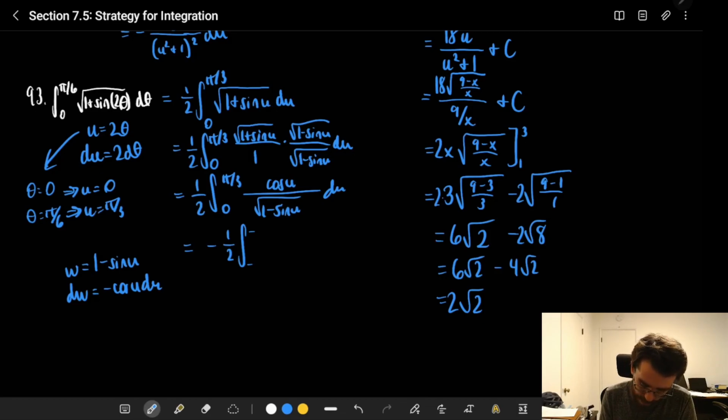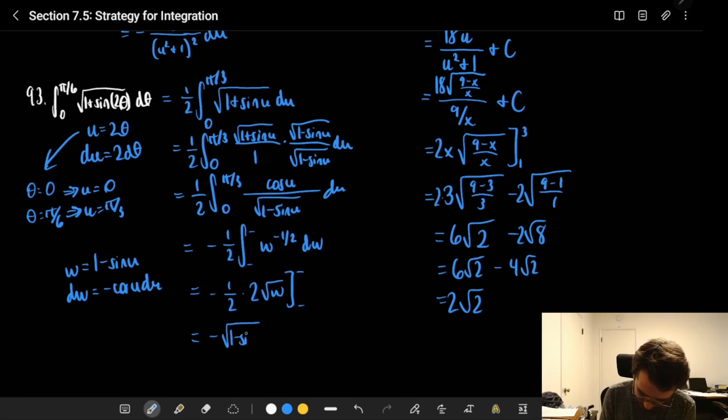This should then be the integral of, so we took the negative out already, and then it's w to the negative 1/2 dw, which is going to be, okay, negative 1/2. Integral of that is just 2 root w. Plug in our unknown bounds. That's just negative root w, but w is 1 minus sine u. Now I know the bounds in terms of u were 0 and pi over 3, so now we can plug those in.